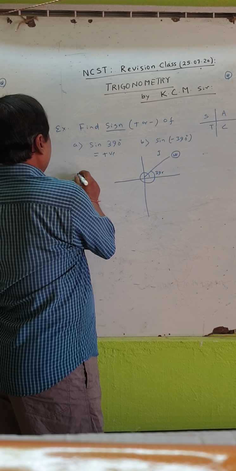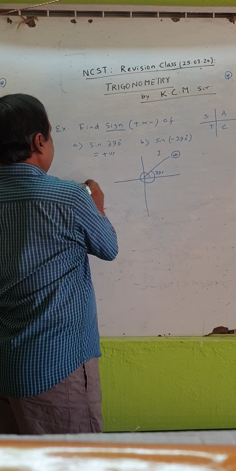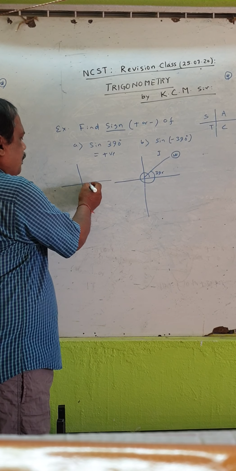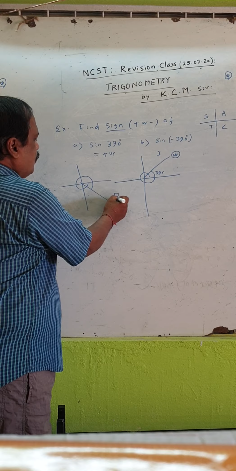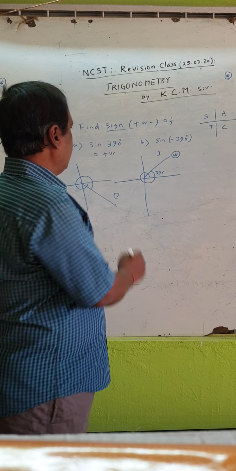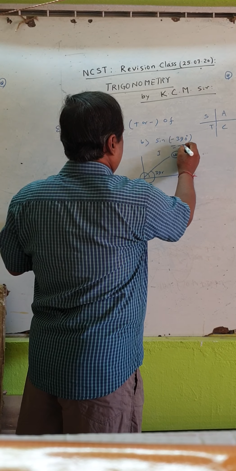Then come to this one, minus 390. So minus 360 and another 30. That falls in fourth quadrant, where cos is positive, sine is negative. So therefore this is negative.